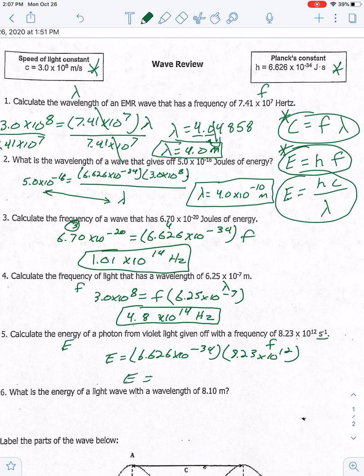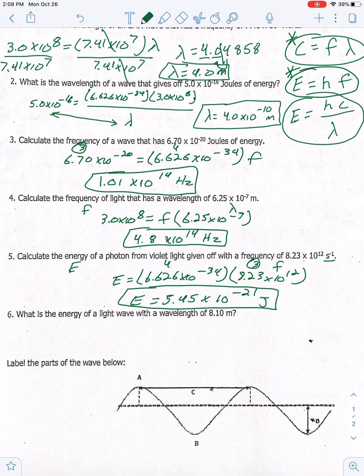Okay, so we're going to put that in the calculator. So 6.626 to the negative 34 times 8.23 to the 12th power. Okay, I have 4 sig figs right here, and I have 3 right here. So that means my answer can only have 3. So my correct answer would be 5.45 times 10 to the negative 21 joules. So the unit for energy is joules.